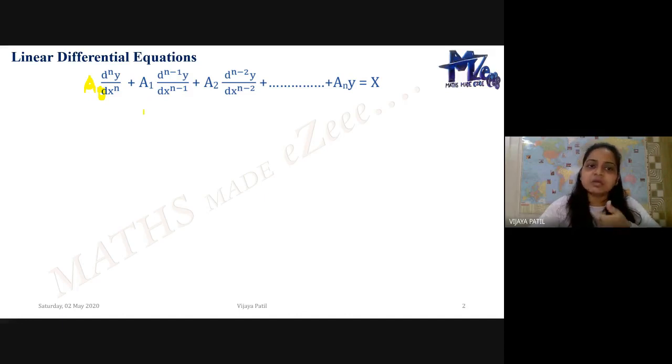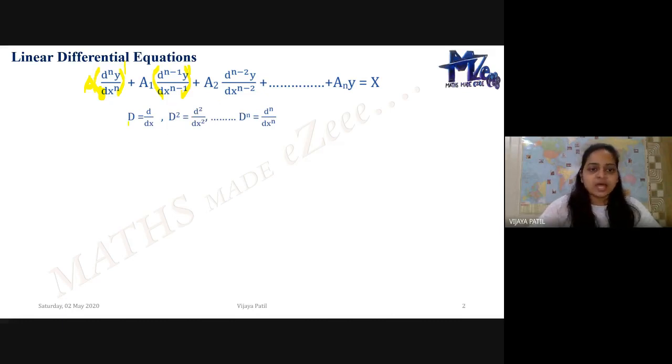One more thing: why is it called linear? Because if you observe, it's d to the power n y upon dx to the power n. That means the power of this is 1 unit. Similarly, the power of this is also 1 unit, and so on. That means all the differential terms over here are of unit power.